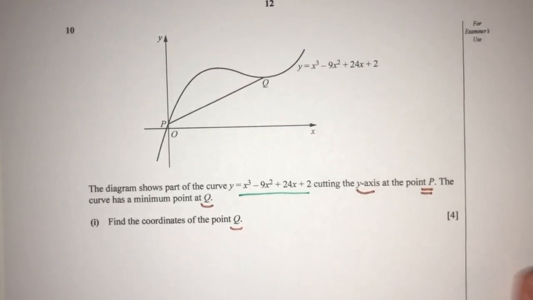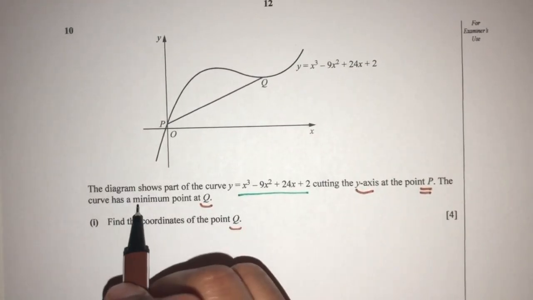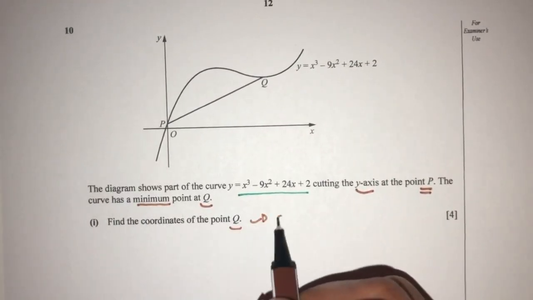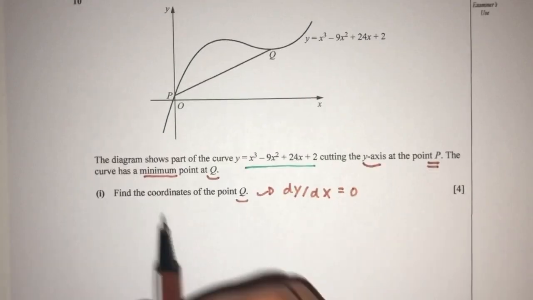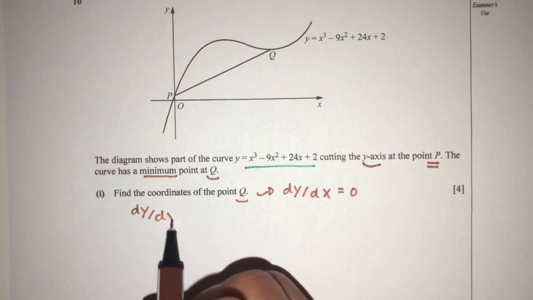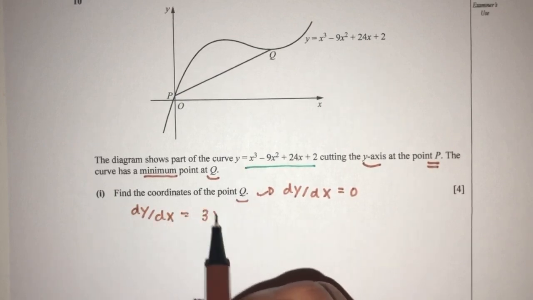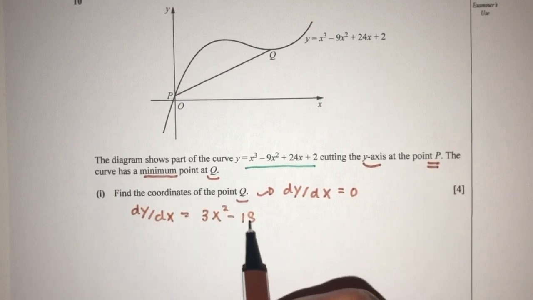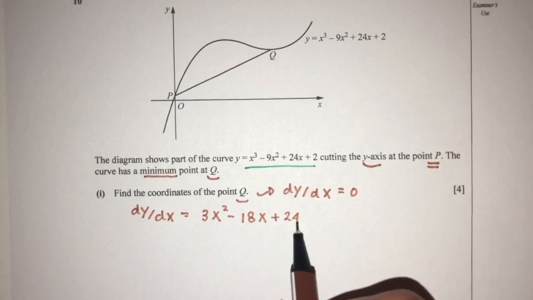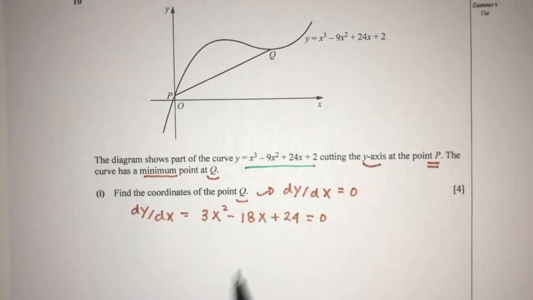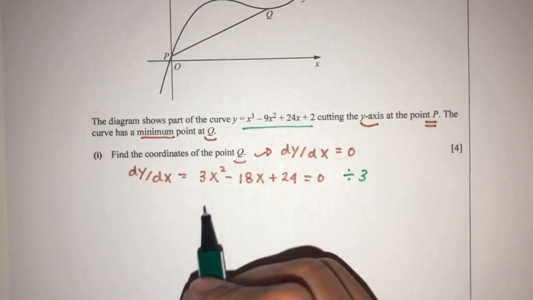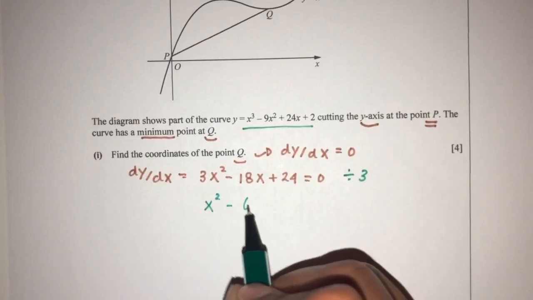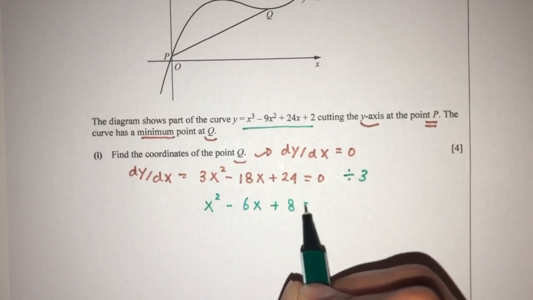Now you have to know, as always, whenever we see a minimum point or maximum point, we realize that we are looking for dy by dx equal to 0. So let's first find this. Dy by dx will be what? Pretty easy. That will be 3x squared minus 18x plus 24, equate that to 0. As you can see, everything is a multiple of 3. We can divide by 3 everywhere, right? You will have x squared minus 6x plus 8 has to be 0.